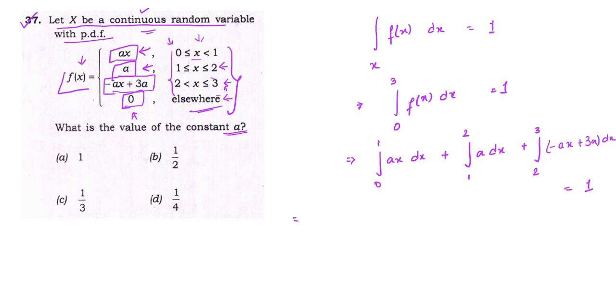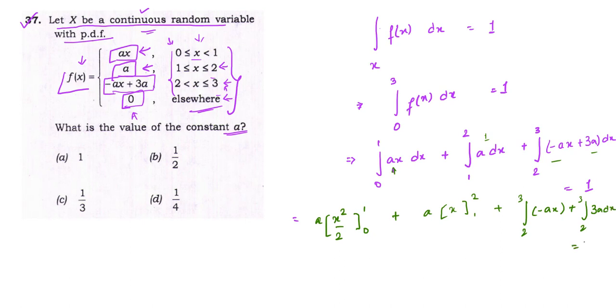So what we need to do is simply integrate this function and find the values out of it. Since a is a constant, it will come out of the integration, and this will be x square by 2, and the limits are from 0 to 1. Plus, in the second function you can see simply a, and we have nothing else over here, so we have simply 1 multiplied with a. This will give us x, and the limits are from 1 to 2. Plus again, we will break this integration into two different parts. The first part will be the integration from 2 to 3 of minus ax, plus the integration from 2 to 3 of 3a dx, is equal to 1.